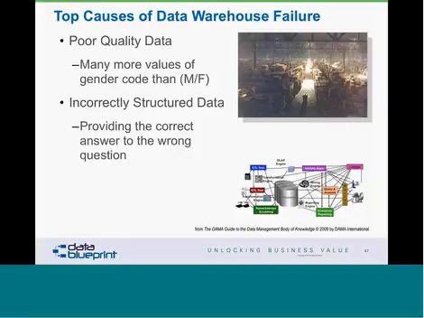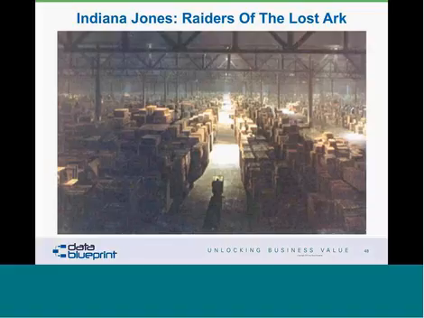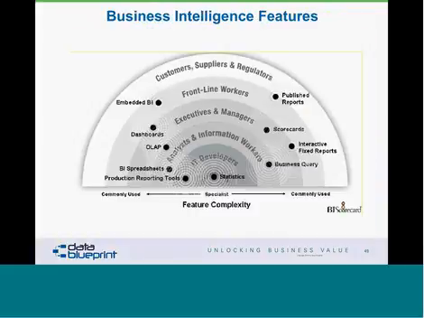You have poorly structured data, which provides the correct answer to the wrong question, or you have an overly complex data warehouse design that somebody can't navigate. And the idea is, of course, that your data ends up someplace where you're simply not able to gain access to it anymore, just like this Indiana Jones thing we talked about before.